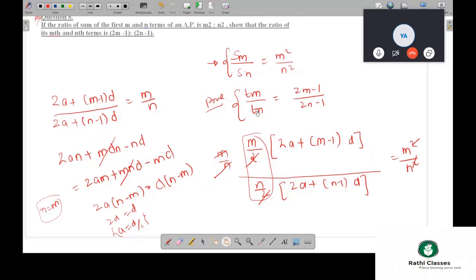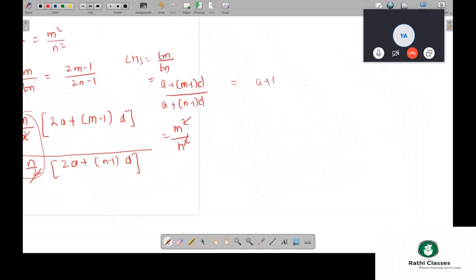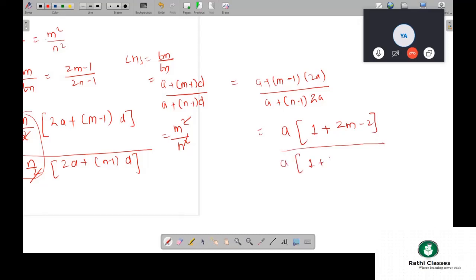So what I need to prove is Tm by Tn. So let me take the LHS as Tm by Tn. What is the form? The mth term is a plus m minus 1 into common difference. Similarly, a plus n minus 1 into common difference. Now a plus m minus 1 d, with d as 2a, divided by a plus n minus 1 into d, with d as 2a. If I take a common, I will be left with 1 plus 2m minus 2, and 1 plus 2n minus 2. So a and a get cancelled. I will be left with 2m minus 1 divided by 2n minus 1.